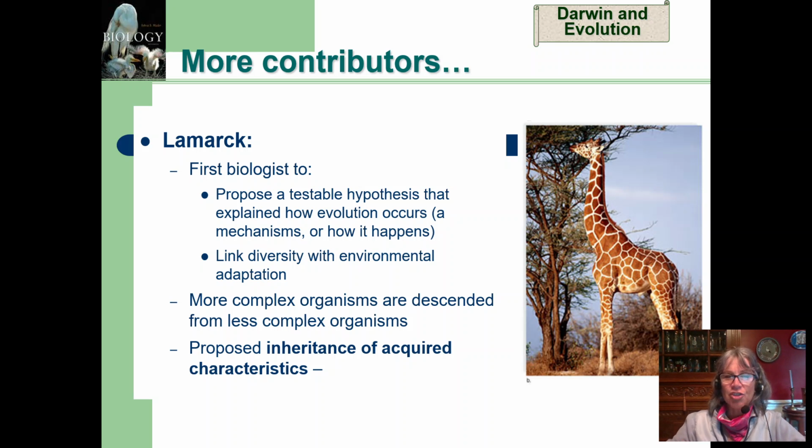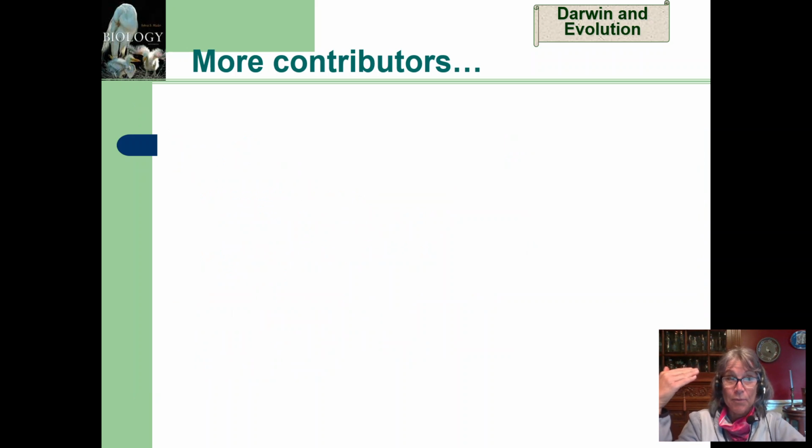So a physical change, his example was that giraffes would stretch their necks out to reach the higher leaves. And by stretching their necks out, it elongated their neck. And by elongating their neck, that gets passed down. Their offspring will automatically have longer necks. Now how it works, we have to have a genetic basis to pass down a characteristic. And so that one was disproven. But he did give a proposed mechanism for how it might happen.